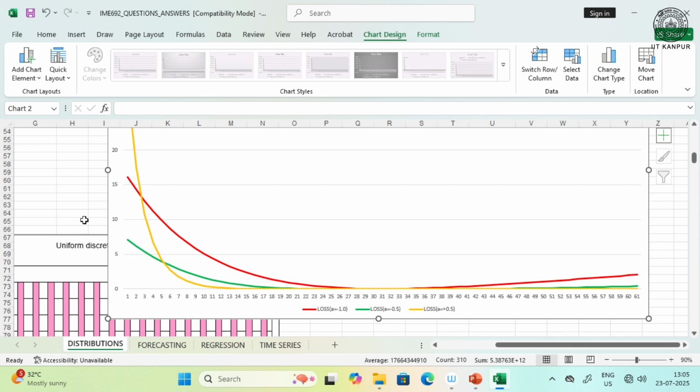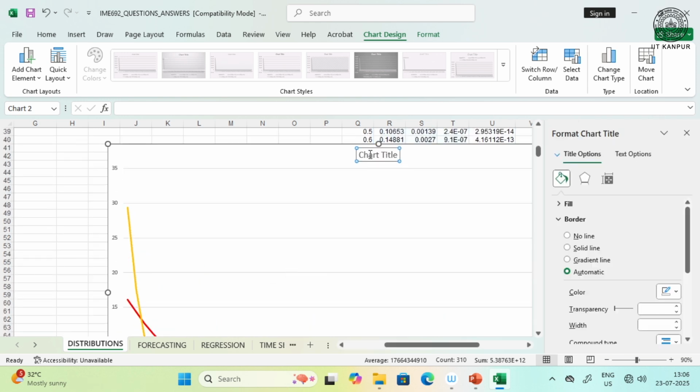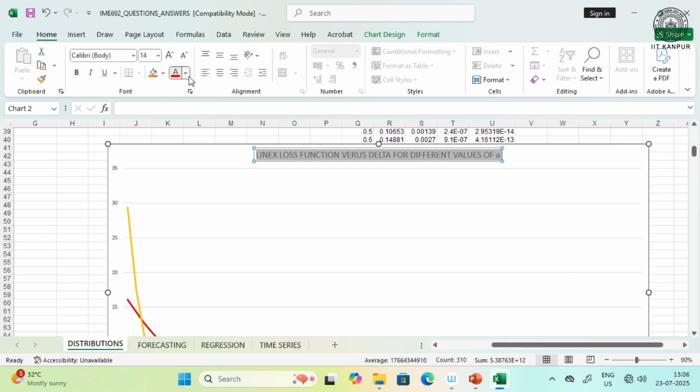Now, you see the difference, that overestimation and underestimation. It is so stark and so simple to understand using this graph. So, once you have that, this is basically the graph of the LINEX loss function versus delta for different values of a. So, I will save it, so that when it is shared with you all, you will have that information available.